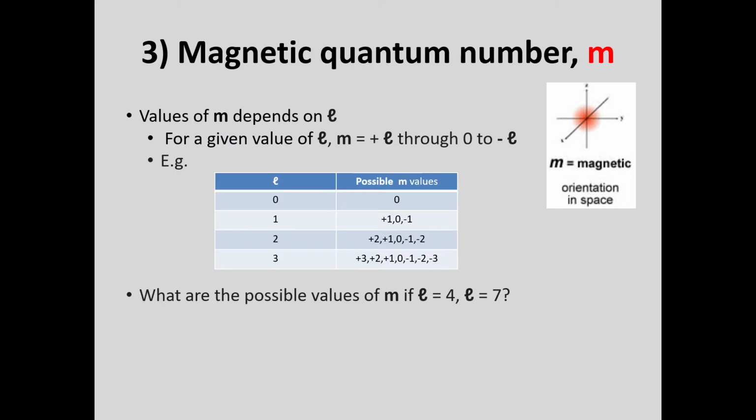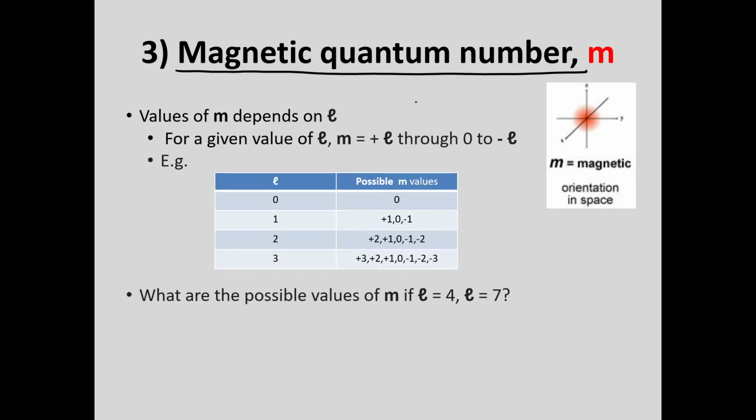Now, based on SPDF, we know the shape of the orbitals. We also want to know how the orbitals are positioned. That's why we have the magnetic quantum number. Why is it called magnetic?